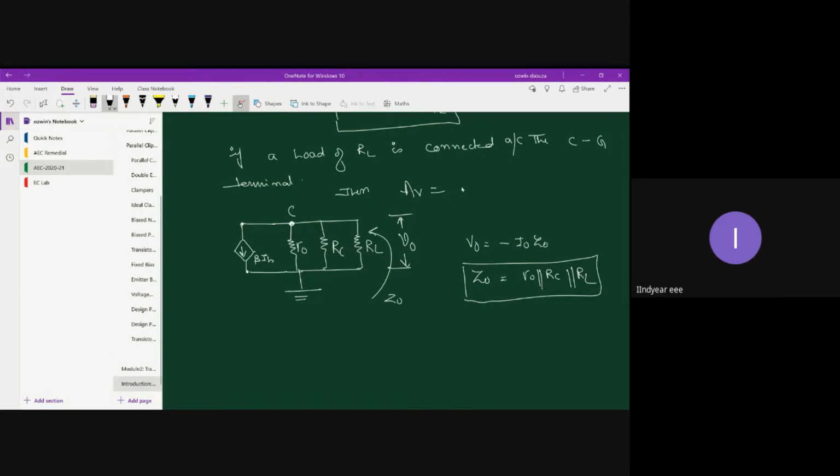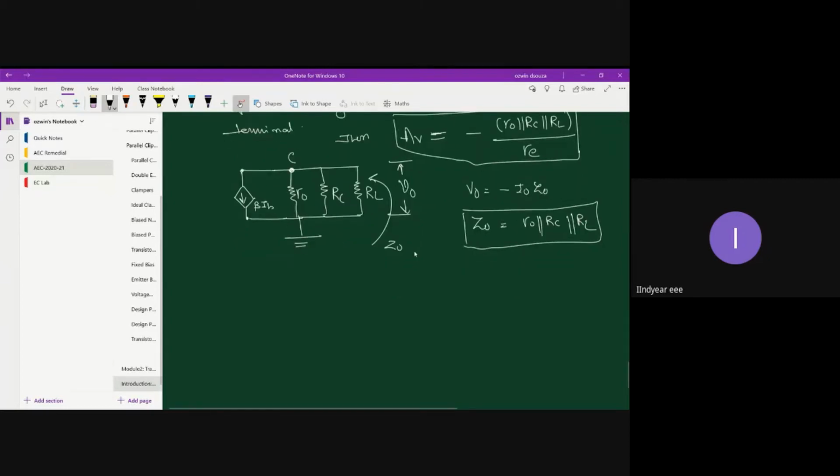So your exact expression for voltage gain is going to be minus R0 parallel with RC parallel with RL, divided by RE. This will be the expression if you have any load connected across collector and ground. Okay, fine. So that's your voltage gain.